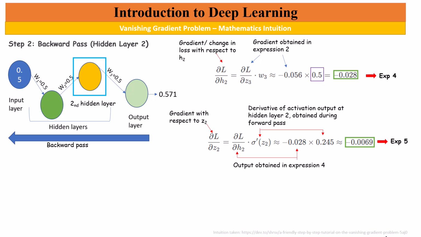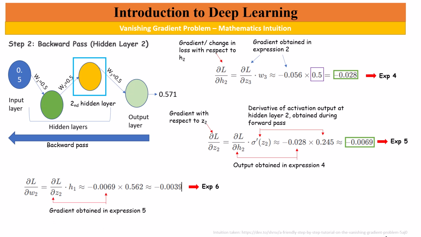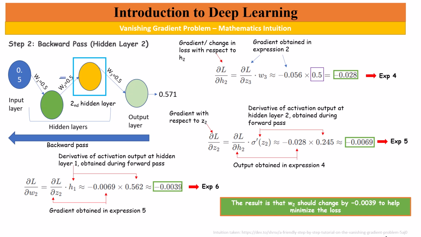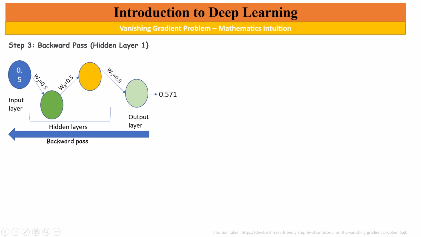Finally, we calculate how much we should update weight W2 using expression 6. We multiply the gradient obtained in expression 5 by H1, which is the activation output from hidden layer 1. The very small value, -0.0039, indicates that the earlier weights are barely being updated, as evident from the increasingly smaller gradients observed in the second layer. Put simply, to reduce the loss, the weight W2 should be adjusted by approximately -0.0039.